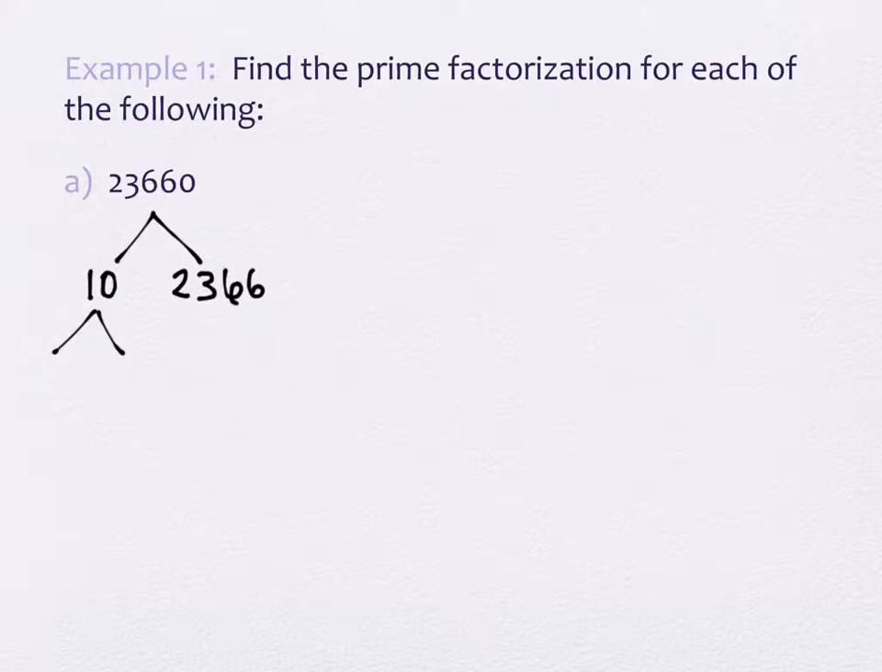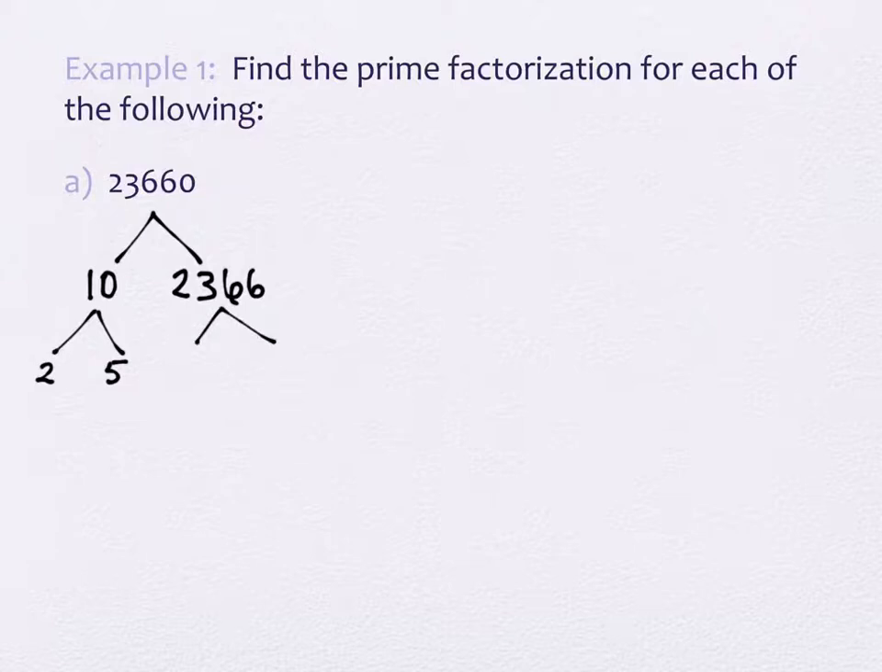The number 10 is divisible by what? 2 and 5. Now, this branch is done because 2 and 5 are prime. You with me? So I won't be doing anything more over on that side. So let's come back to 2366.